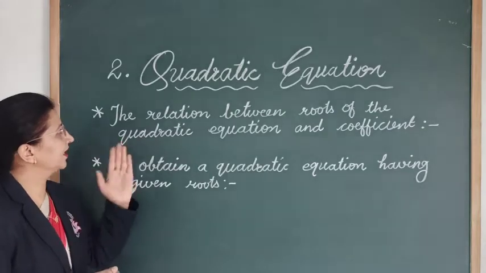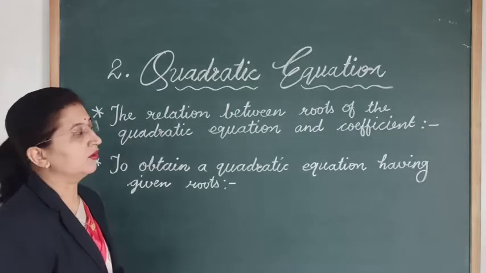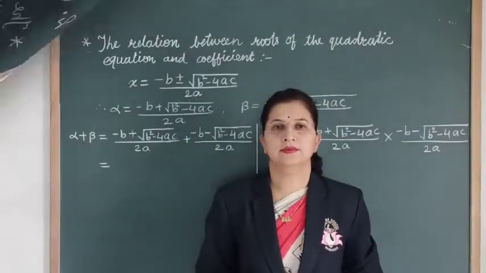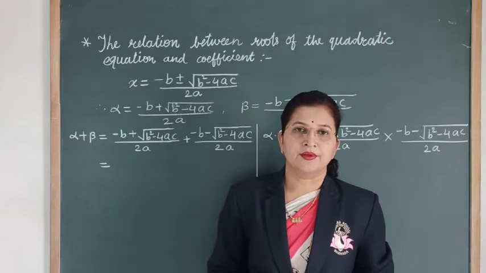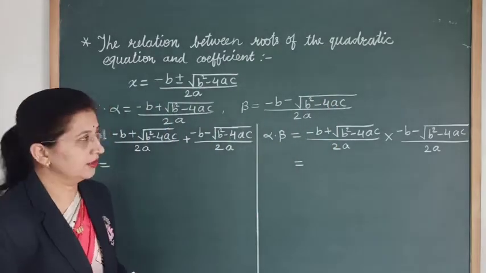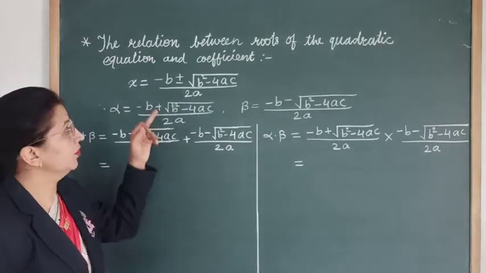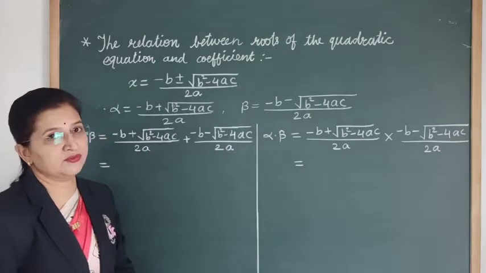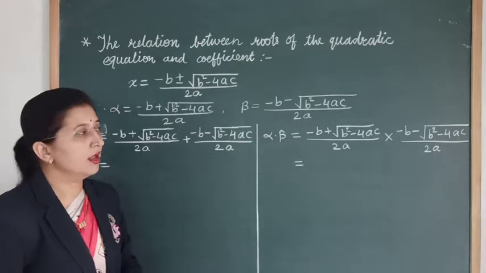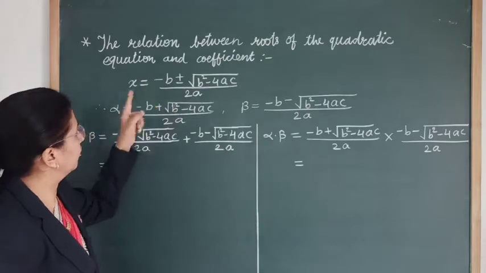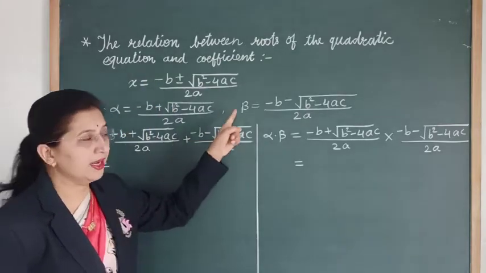So let's first see the relation between the roots of the quadratic equation and the coefficients. Dear students, we have the formula to find the roots of the quadratic equation, that is, x is equal to negative b plus minus under root b square minus 4ac upon 2a. Now here we are getting two roots, so let's denote one root by alpha and the other root by beta.